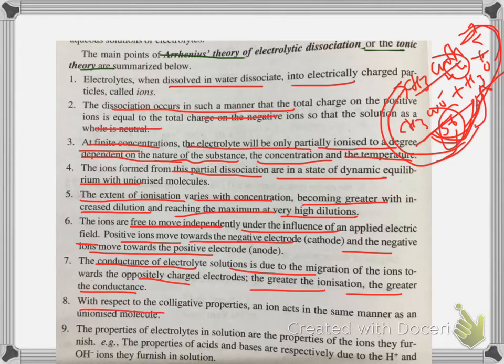With respect to colligative properties, ions act in the same manner as unionized molecules. This you can study very clearly in solutions, especially, I think, in the part on osmotic pressure and colligative properties. When we are adding 1 mole of urea to water, that is not an electrolyte, that is a non-electrolyte.